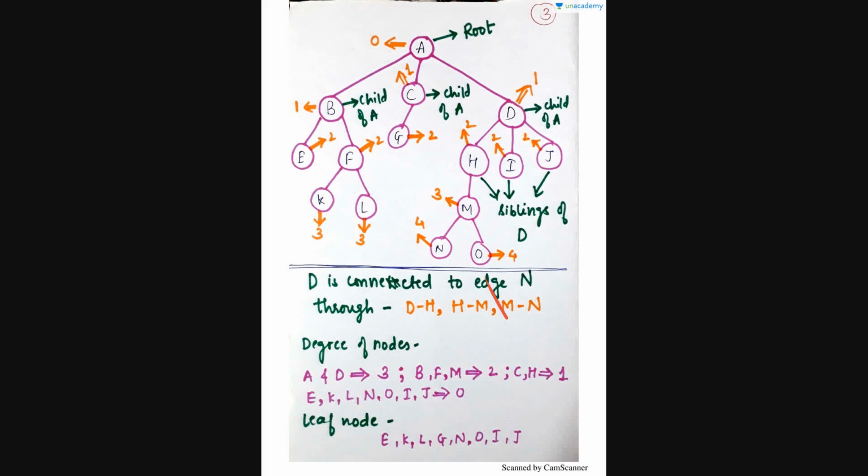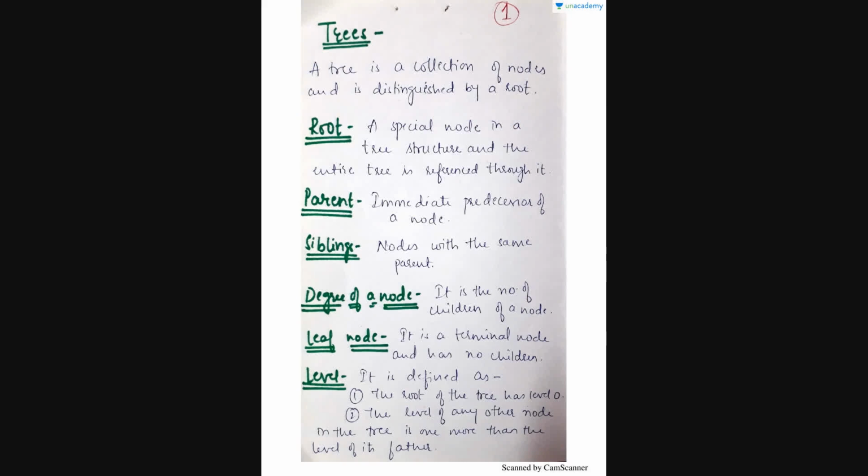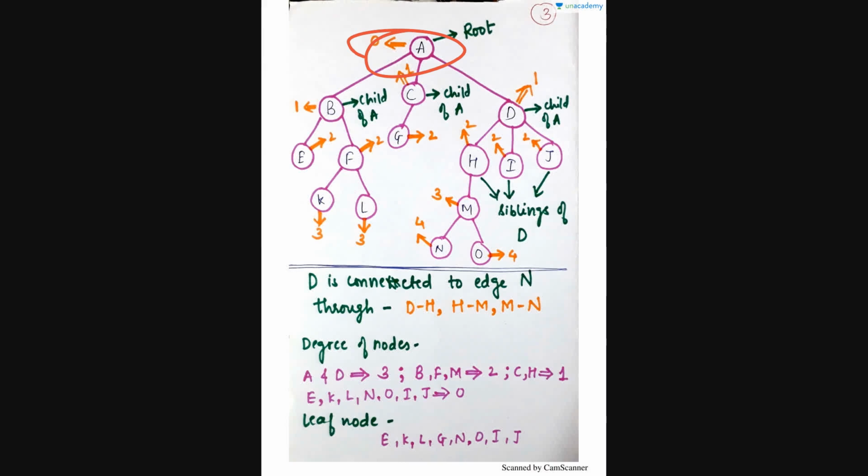Now, what is this level of the tree? The level of the tree is to be counted from top to bottom. They come like this. So here the level of node A is 0. Then for B, C and D it's 1. Then for E, F, G, H, I, J the level is 2. And for K, L, M, the level is 3. And for N and O, it is 4. Because the level definition is that the root node has level 0 and the level of any other node in the tree is one more than the level of its father. See, this is the main father node, it is 0. Then the next node will have plus 1, so it has level 1.